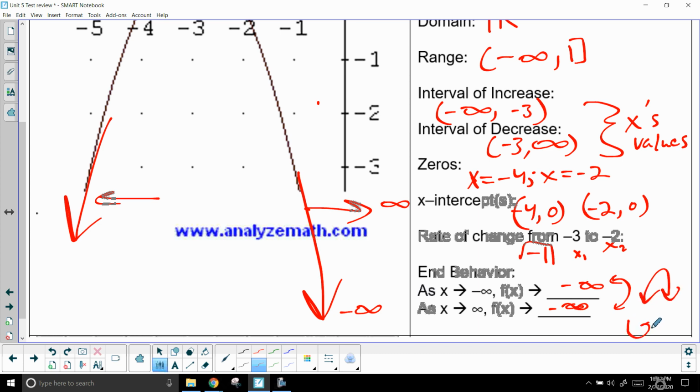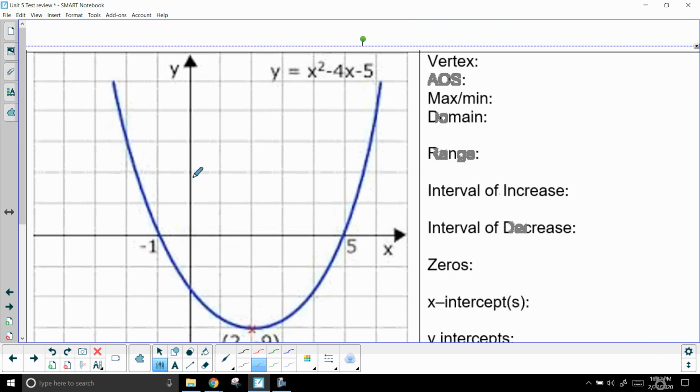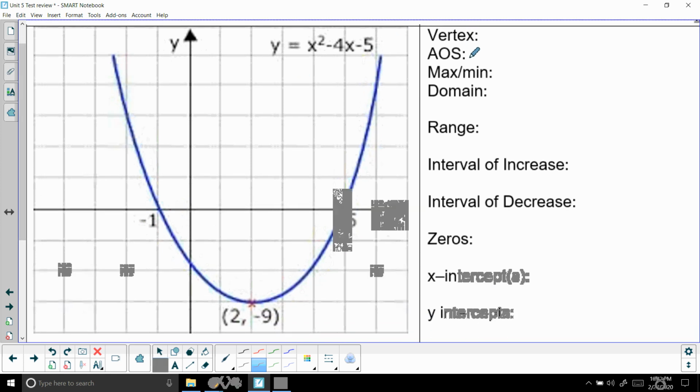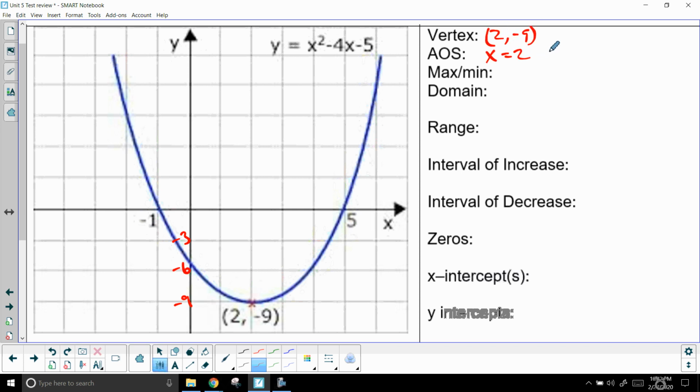Vertex, I think it's already labeled for you. 2, -9. This thing's going by threes. Let's not let that get away from us. You see that, guys? This is -3, -6, -9. Do you see that? -9. 2, -9. Put that for vertex. Axis of symmetry, done deal. There's no max because it's a valley looking shape, so it is a min. Again, still vertex for that.